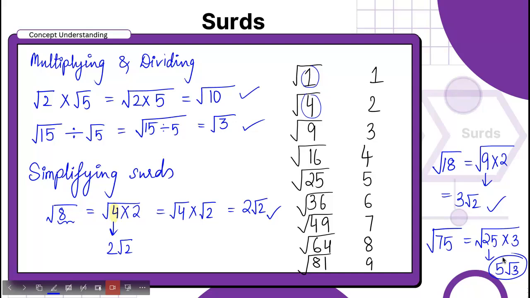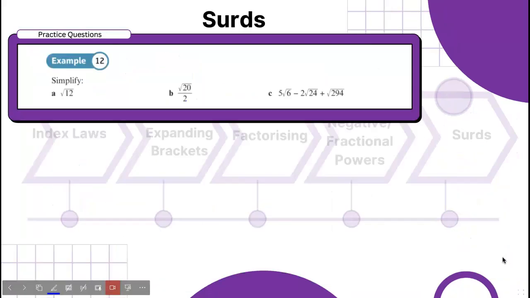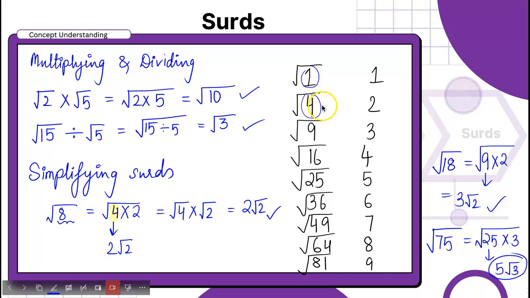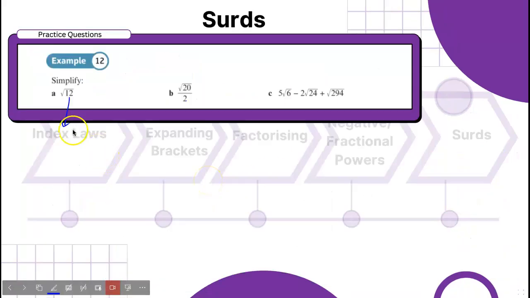Based on what we learned, let's go through some questions. The first question is square root of 12. For 12, if we see 4, yes, 4 is a perfect square. That is a factor of 12 as well. 4 times 3. 4 could be written as 2, so the answer goes 2 root 3.